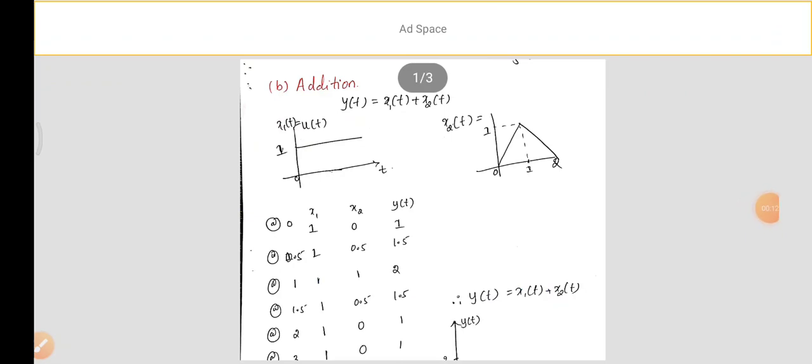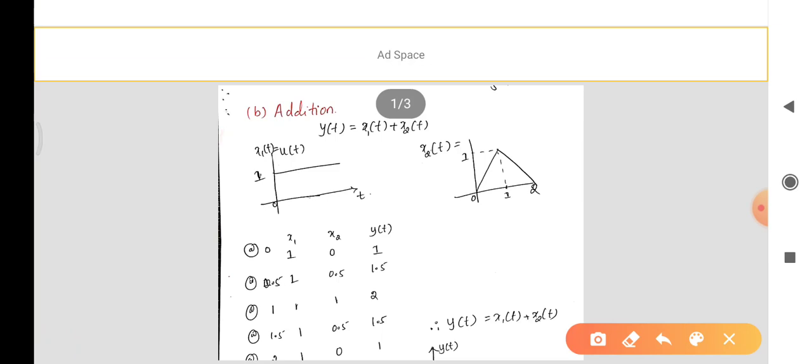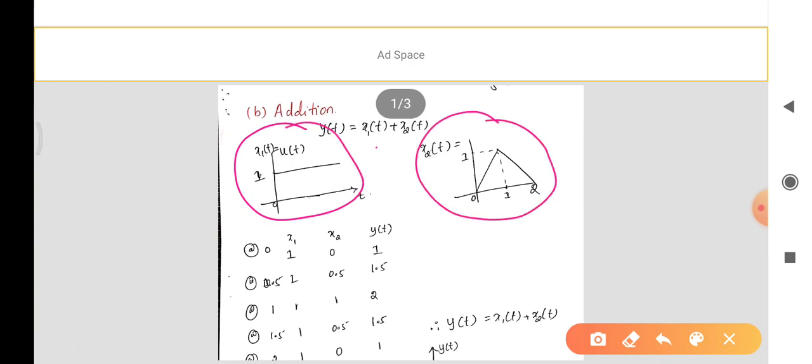We'll solve one more numerical on addition, that is a basic operation on signals. Okay, so we'll take this signal. Let's say x1 is u of t and x2 is a triangle signal. Okay, let's solve this. We are just going to take the addition of the first signal x1 and x2. We are supposed to get y of t, which is the addition of these two, x1 plus x2 of t.